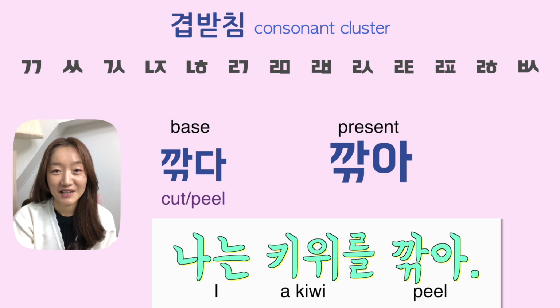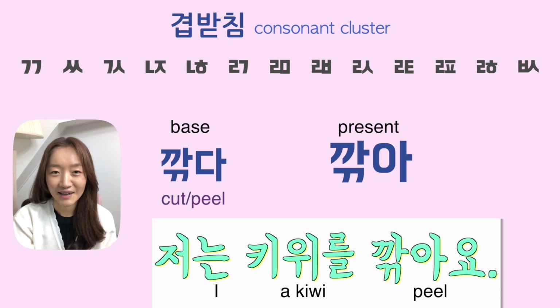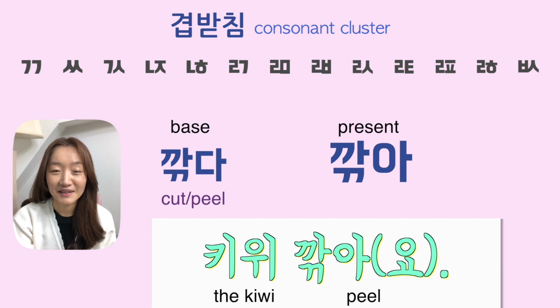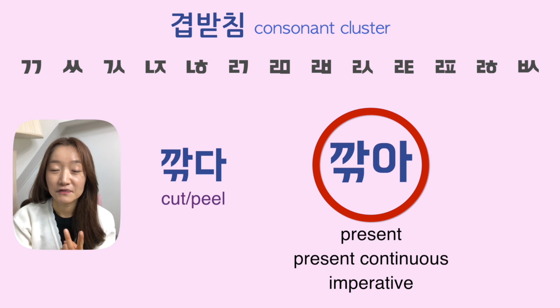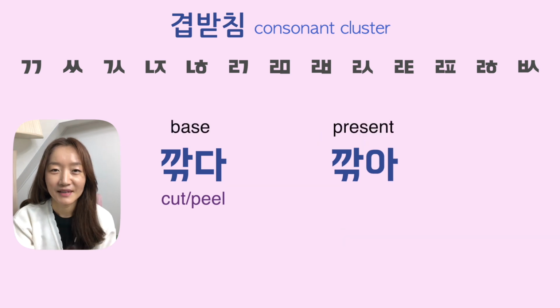I peel a kiwi. 나는 키위를 깎아. 저는 키위를 깎아요. You can make an imperative sentence as well. Like peel the kiwi. Then you say 키위 깎아. Command. Formal expression. 키위 깎아요. Easy, huh? We just made two different tenses, which is present and present continuous, and the imperative form. Very easy.